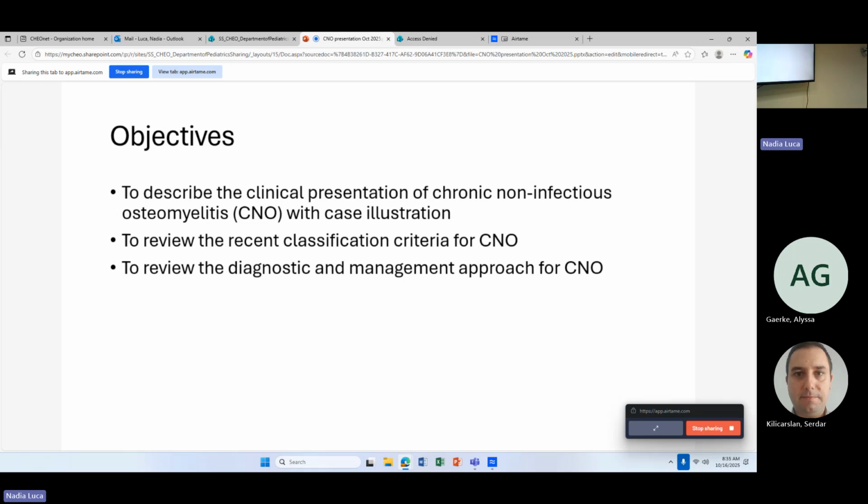And it's actually good timing for this talk because literally just in the last year, they finally published classification criteria for CNO. Up to now, there were some diagnostic criteria, but nothing that was validated, which made the diagnosis harder. So now we do have something to go on. And then at the end, we'll review the general diagnostic and management approach as we're working these patients up. Any questions before I get started?